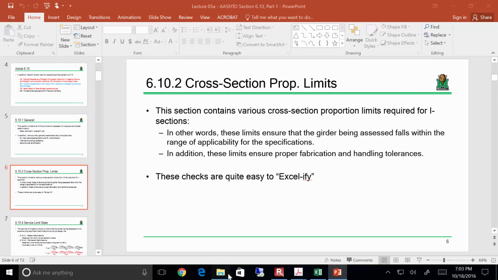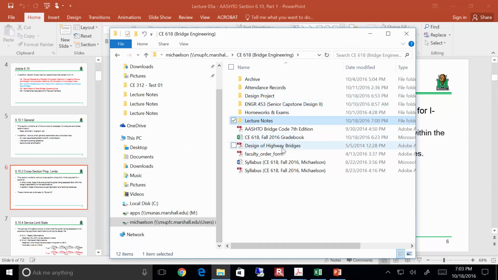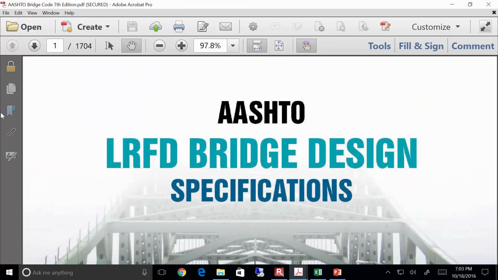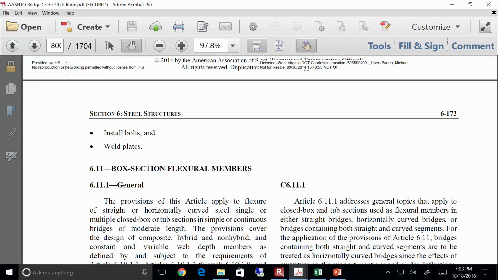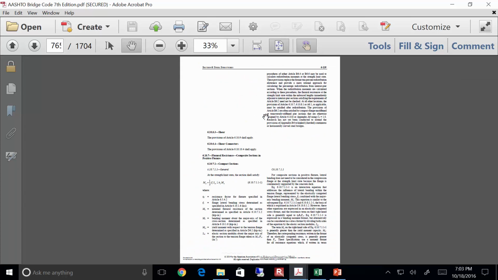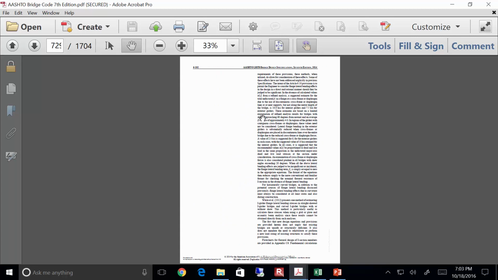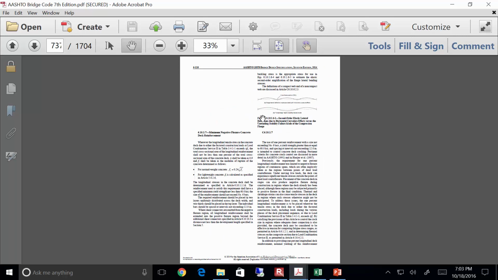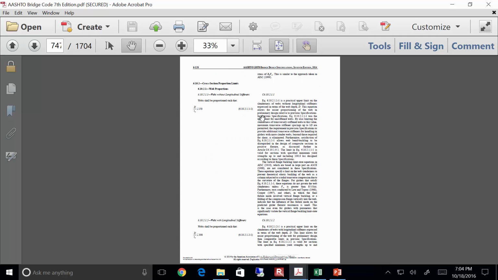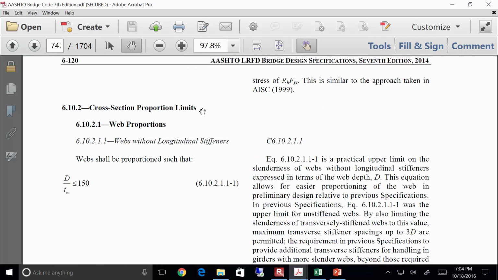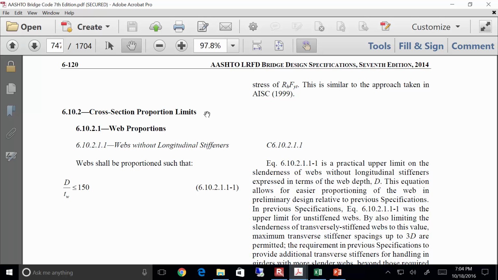All right, so let me go to the spec and just sort of really quickly go back through some of this stuff and make sure everybody's all right with it. All right. AASHTO bridge code. Let's see. Let me scroll up and find it. Of course, the bridge spec had to be massive. There we go. Okay. So cross-section proportion limits, I'm on page 6-120. So everybody should have that component of the spec, right? Am I right on that? All right. While you're turning to that, let me sort of go through this.